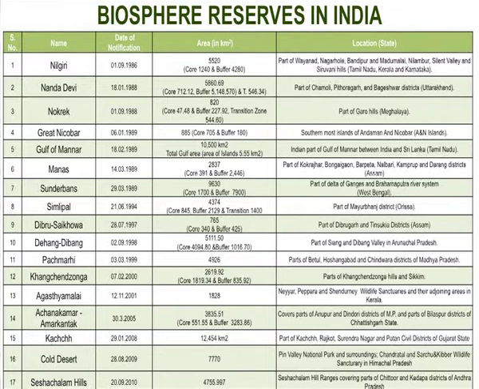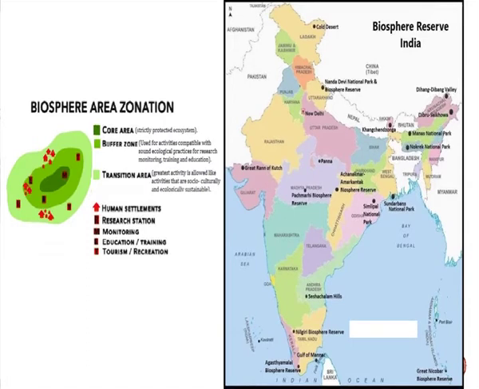UNESCO's Man and Biosphere program promotes sustainable development based on local community efforts and sound science. The Biosphere Reserve program was initiated in 1971, and the purpose of forming a Biosphere Reserve is to conserve in situ all forms of life along with its support system in its totality, so that it could serve as a referral system for monitoring and evaluating changes in natural ecosystems.